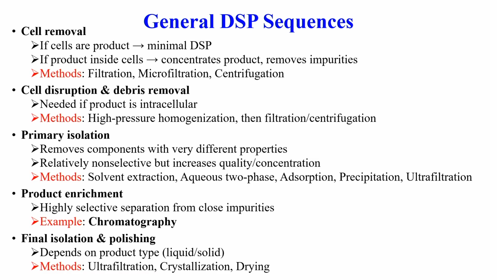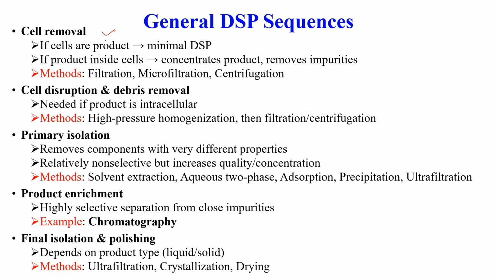So, now we can quickly summarize the general downstream processing schemes. The first step is cell removal. What are the options? Filtration, microfiltration or centrifugation. Now, there can be 2 steps. First, in the case of an intracellular product, we have to go for cell disruption and further recovery and purification. The second step is cell disruption and debris removal, needed in the case of an intracellular product. If the product is intracellular, you need to go for homogenization followed by filtration or centrifugation to remove the debris.